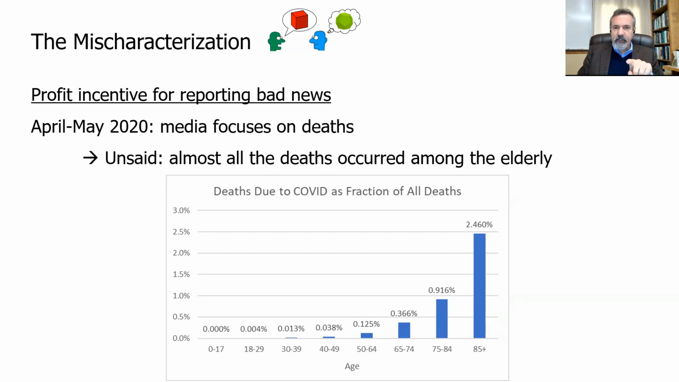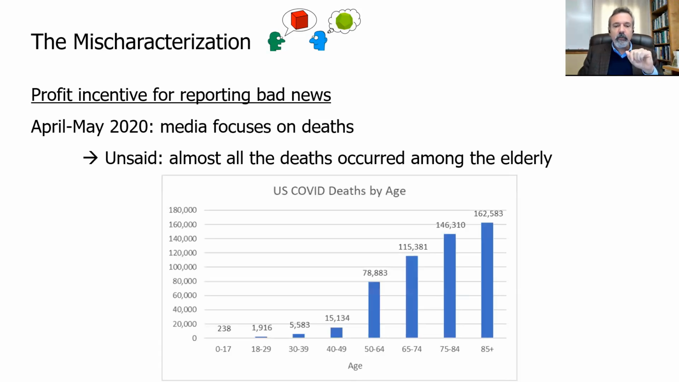Of all the deaths that occurred amongst that age group, 2.46% were due to COVID. So of all the deaths that occurred amongst the 85 and older group, less than 3% were due to COVID. And you look at the 75 to 84-year-old group. Of all the deaths that occurred there, about 1% were deaths due to COVID. And the numbers keep going down and down, and you can look at the young people, and the number of deaths are virtually, they're not non-existent, but they're very, very small.